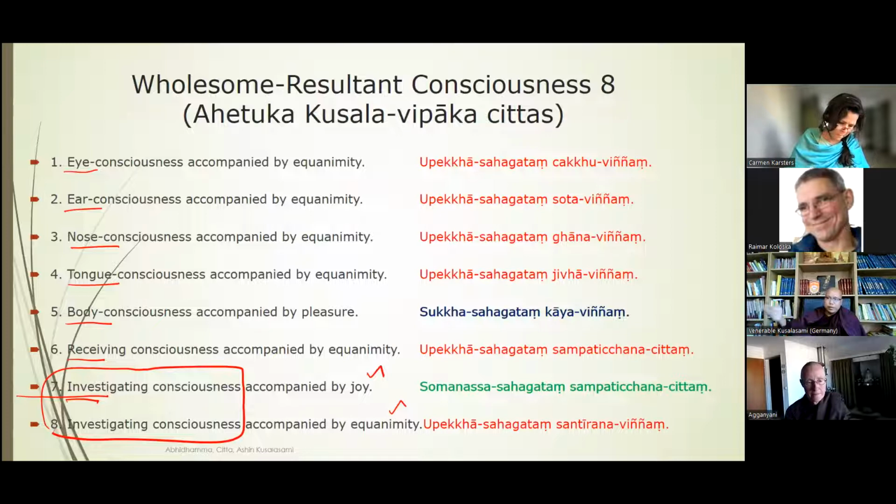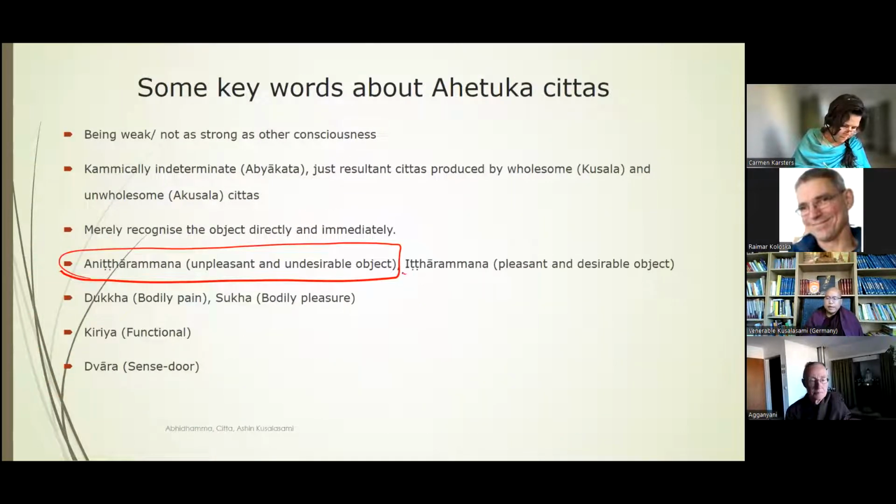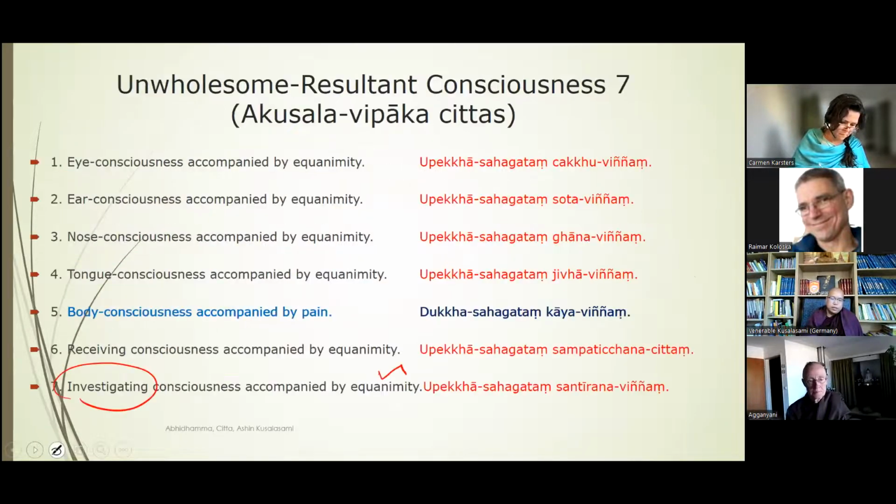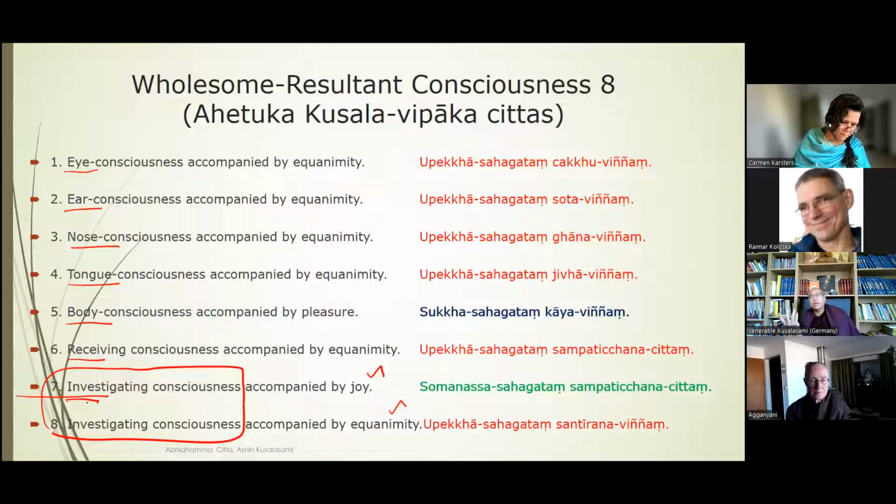After 18, you will have to learn later. Wholesome consciousness we haven't finished. So these 8 consciousnesses appear when we have the Itthararamana, a pleasant and desirable object. It means if you see a pleasant, beautiful, desirable object, this is not because of others, but because of your good karma in the past.